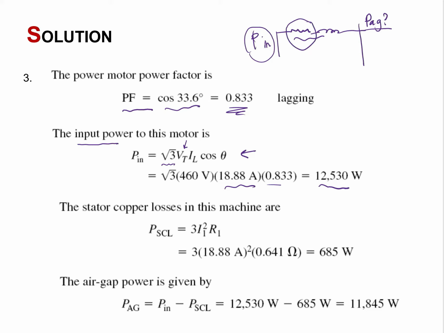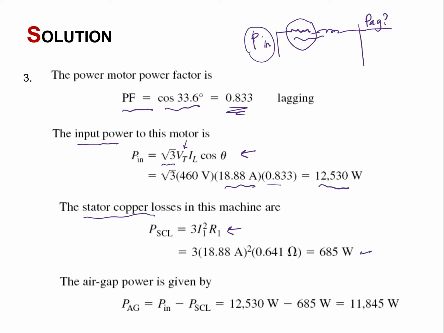So to calculate the stator copper losses, we need to apply this formula. So this is the total power. That's why we multiply it by 3 for all of the 3 phases. We have I1, which is the stator current that we have just calculated. We have R1, which is the stator resistance.